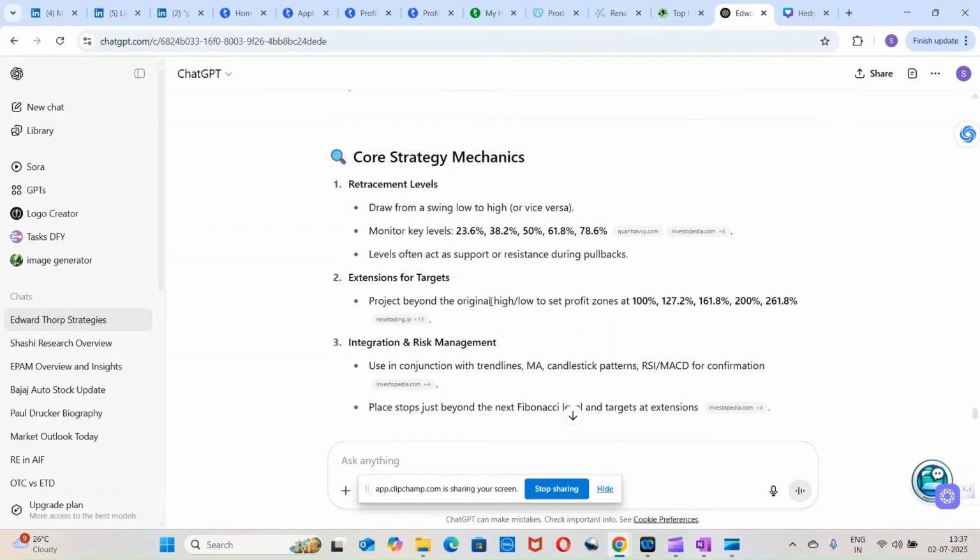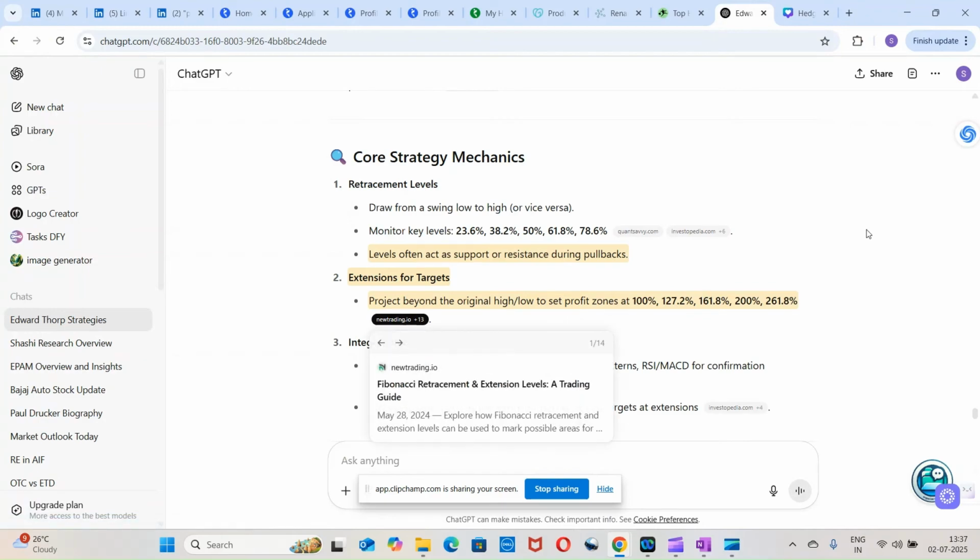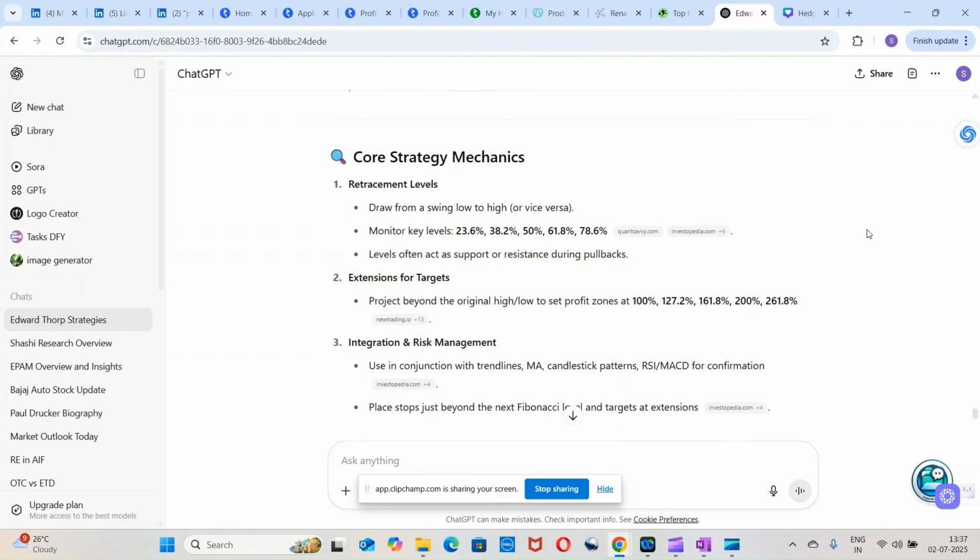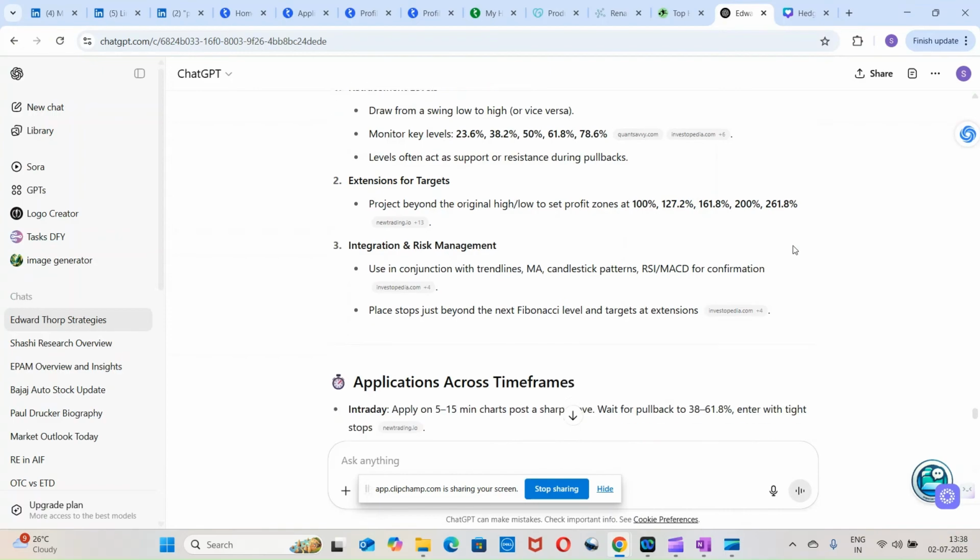Extensions for targets. Project beyond the original high-low to set profit zones of 100, 120, 127.2, 161.8, and 200 to 61.8. This is the fib extension, and based on this, you could take the targets.